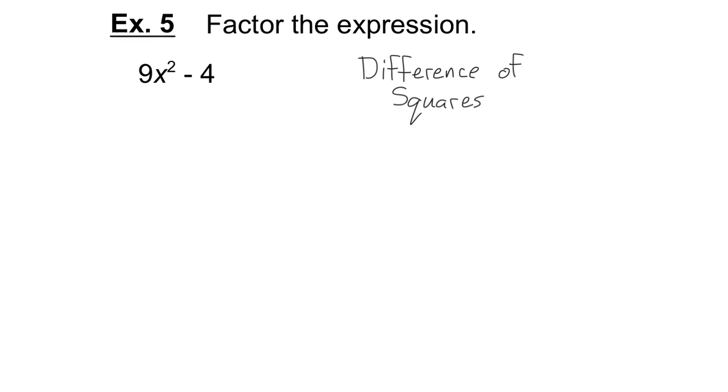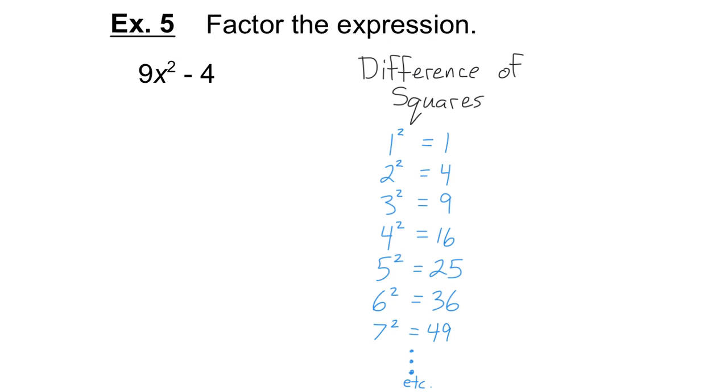This next example is an example of a difference of squares. The word difference implies subtraction. You're finding the difference between these two terms. And these two terms are squares. Now, how do you know if your terms are squares? How do you know if this is a difference of squares? Well, here's a list of the perfect squares. 1 squared, 2 squared, 3 squared, 4 squared, 5 squared, 6 squared, 7 squared, etc. This is what they are.